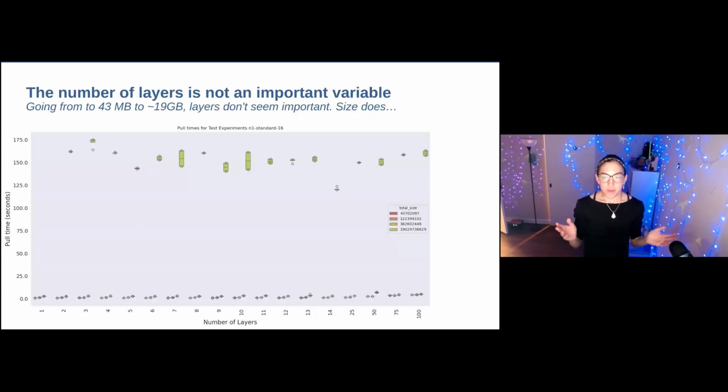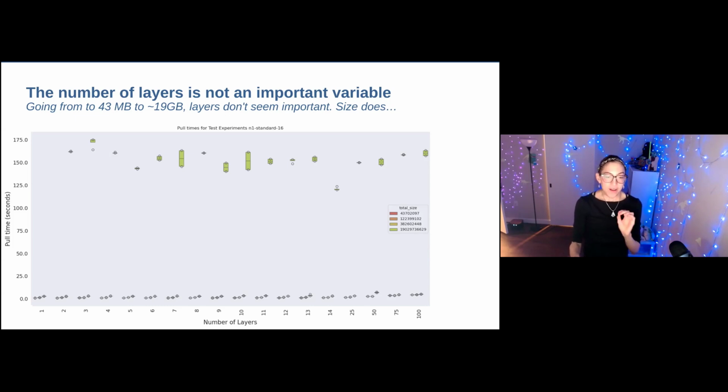Okay, so the first thing I quickly learned is that the number of layers absolutely does not matter. So what you're looking at here is the number of layers on the x-axis, 1 through 100, and then the pull time on the y. This is ranging from 43 MB, so pretty small, to 19 gigabytes. And what do we see? Well, what we see is that the number of layers really doesn't seem to matter. At best, it seems random. The variable that seems to matter here is the image size, okay?